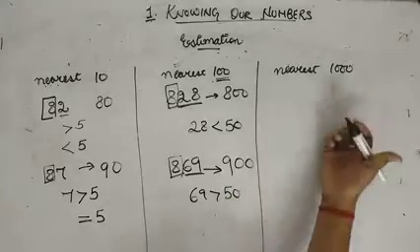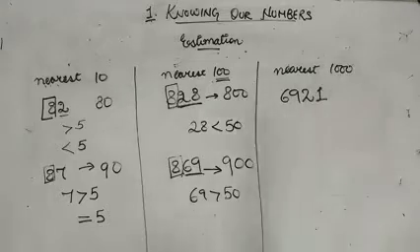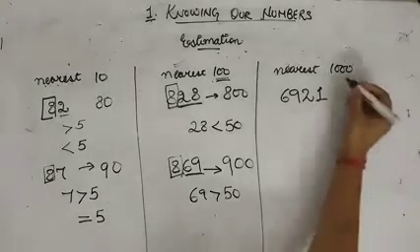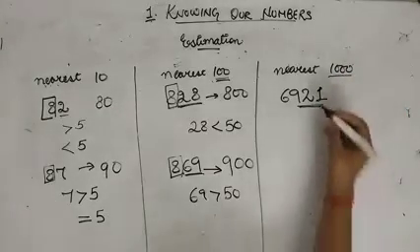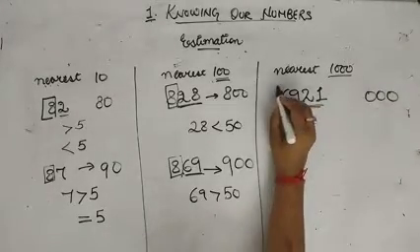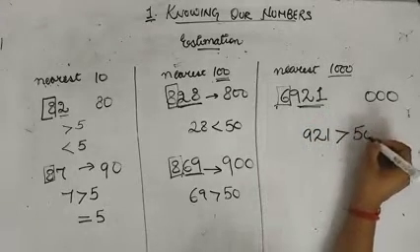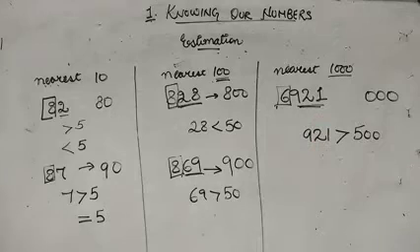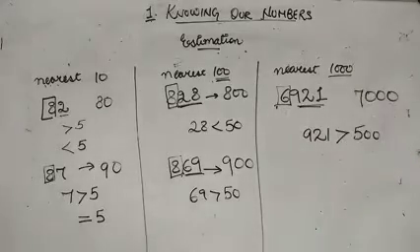Next is nearest thousands. Let's say I am taking a number 6921. Now how many zeros are there in 1000? 3 zeros. It means how many zeros you have to make here? 3 zeros. So 921 will become 000. What will happen to this 6? You have to see 921 is greater than 500. It is greater than 500. It means this number will become 7.